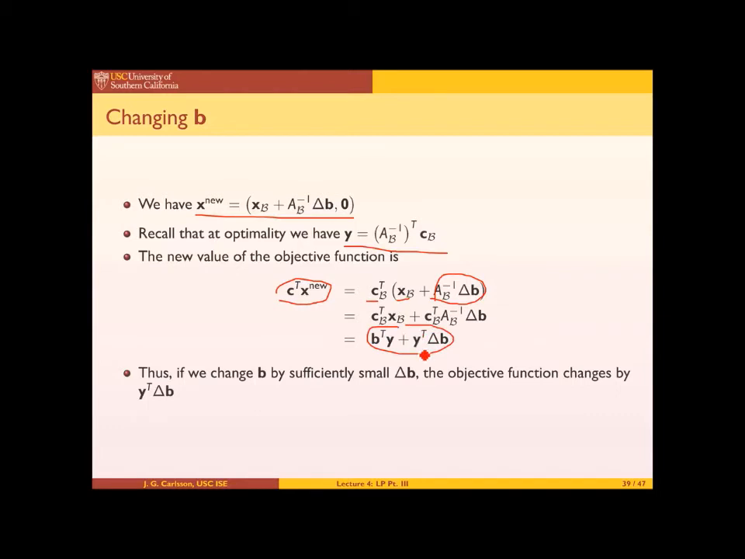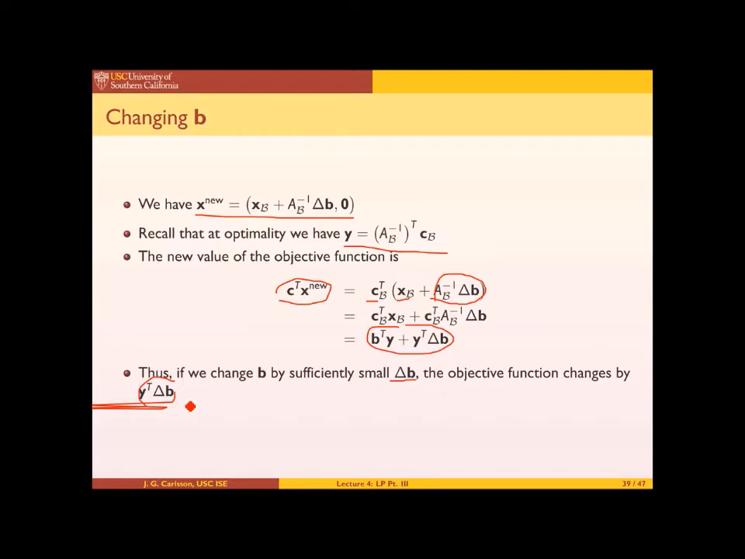What does this tell me? It tells me that if I change the right-hand side vector b by a small amount, delta b, then the objective function changes by y transpose delta b. So now all I have to do is look at those dual variables. What happens if you go from 500 bags of corn to 501? How much is the change? Well, that's 1 bag of corn. So you take the dual variables y transpose, multiply that by the change, and that gives you the amount the objective changes by.